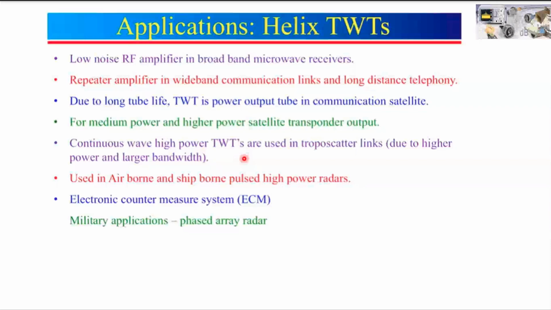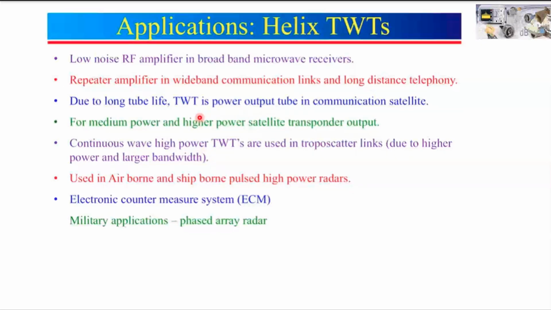Now see where we can use these helix traveling wave tubes. They can be used in broadband microwave receivers, as low noise RF amplifiers, and in wideband communication links like long distance telephony, where we need repeaters to amplify the signals, and in those repeaters these helix traveling wave tubes can be used as an amplifier. They can also be used in communication satellites as power output tube, and for medium power or high power satellite transponders.